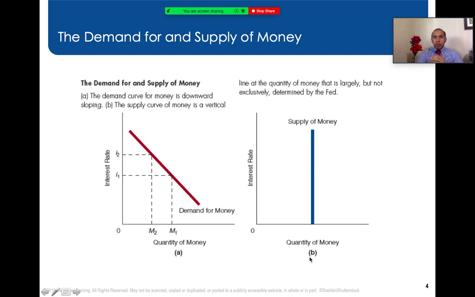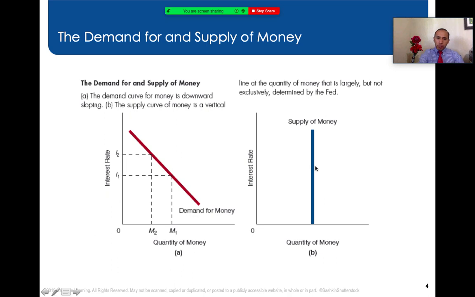Model B represents the money supply curve as a vertical line, which is controlled by the Federal Reserve and other economic conditions. The line represents the quantity of money that is largely controlled by the Fed, but not exclusively controlled by the Fed. There are other economic factors that affect the money supply, and also the interest rate on the vertical axis, the quantity of money.